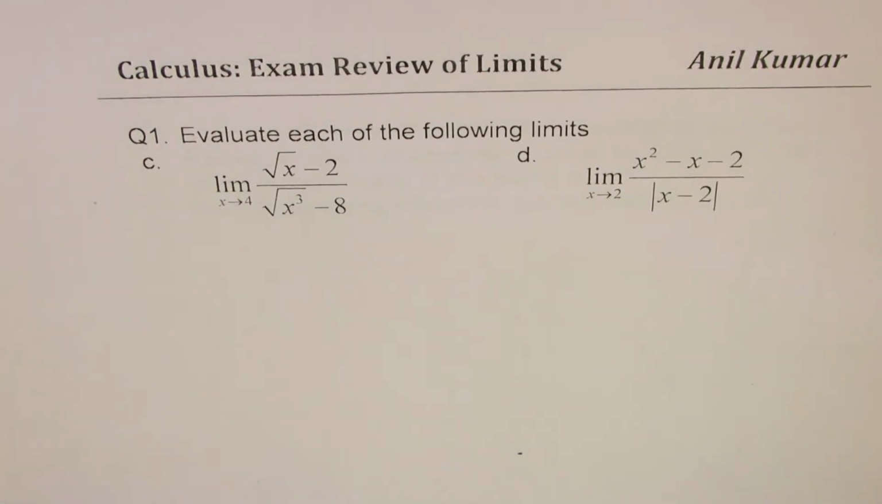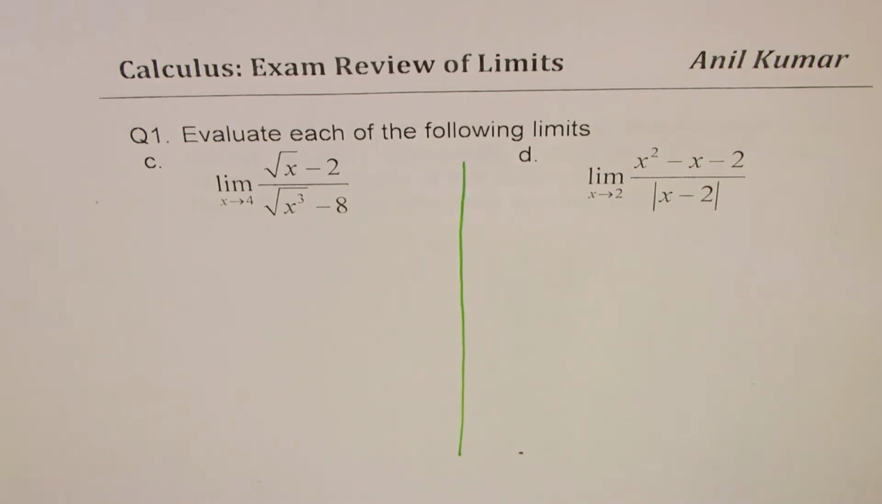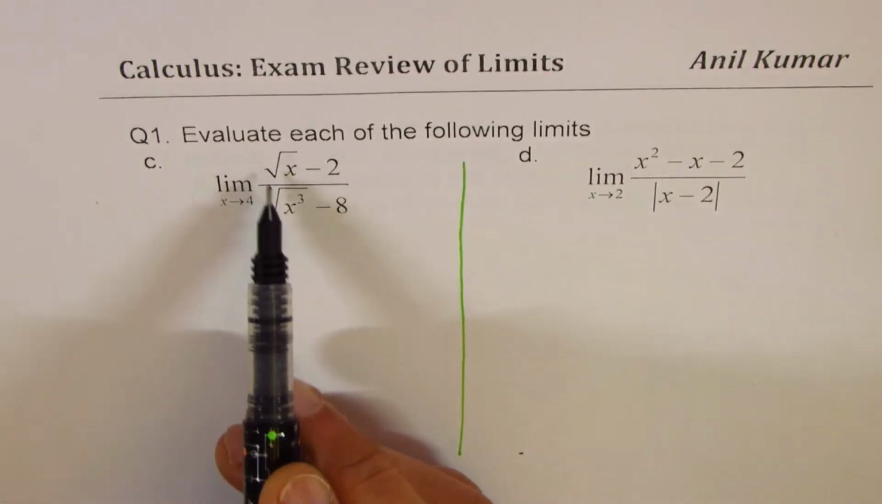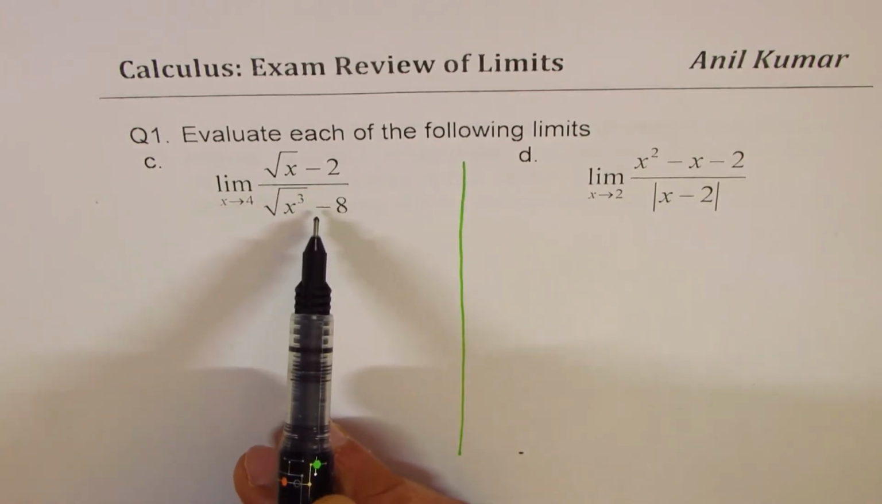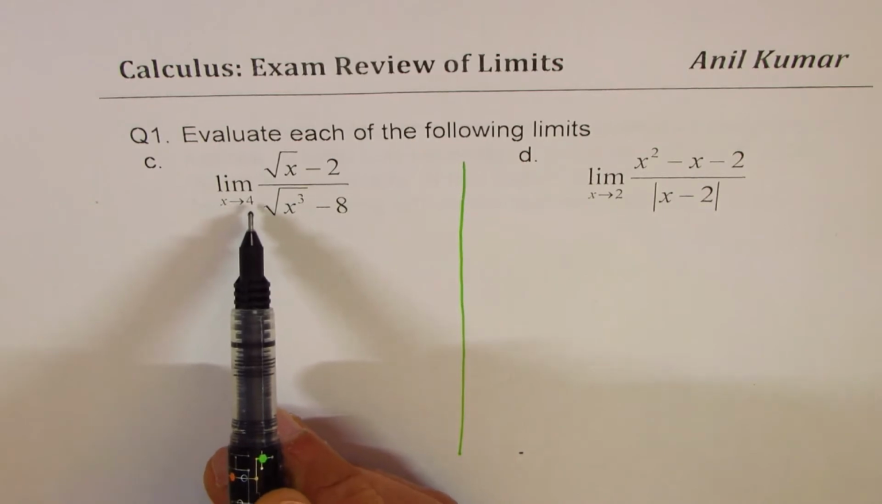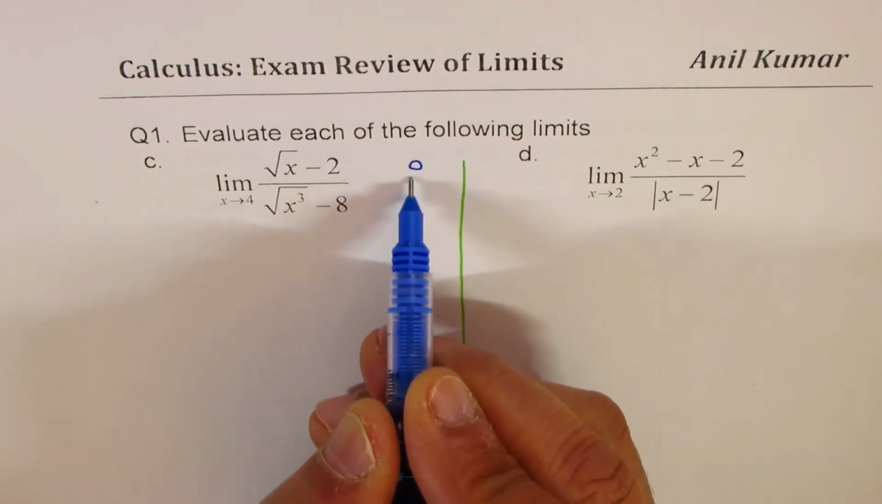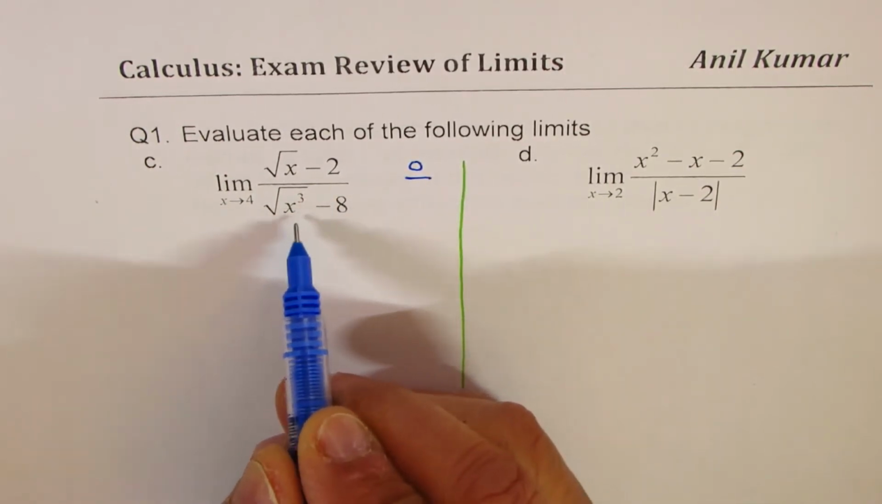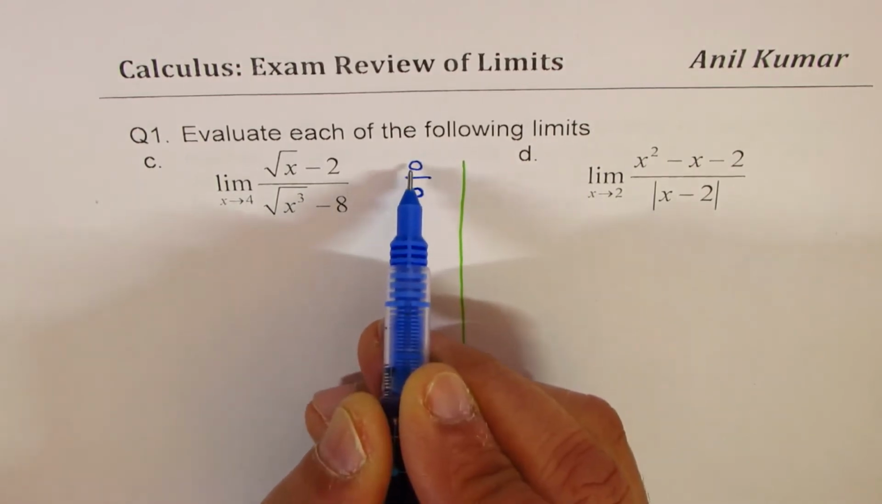Now we are going to evaluate the limit of these two functions. I hope you understand and appreciate the selection of these questions. It really gives you an insight into finding limits for different functions. Now here we have to find the limit of square root of x minus 2 divided by square root of x cubed minus 8 when x approaches 4. If I write 4 here, square root of 4 is 2, so I get 0. And here also if I write 4, I get the square root of 4 cubed, which is 8. So it is 0 over 0, indeterminate.